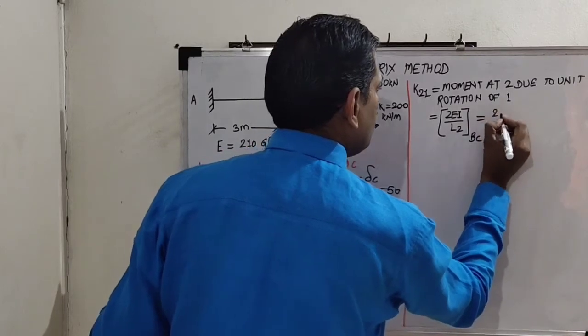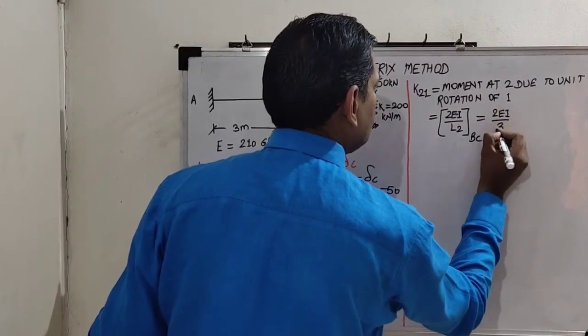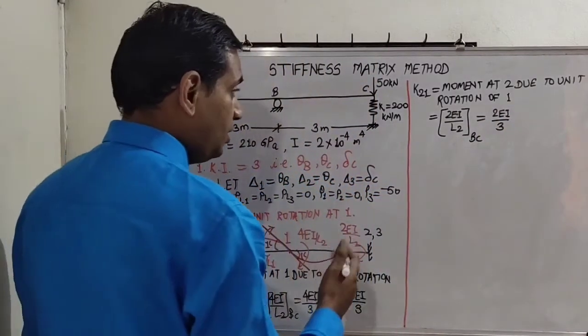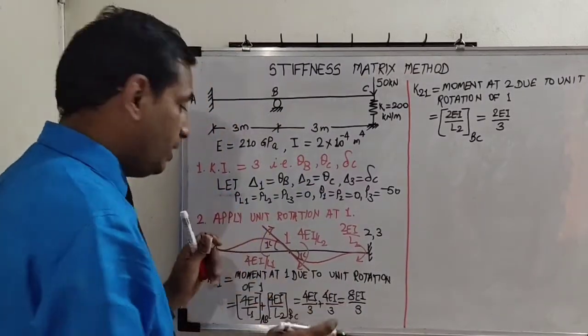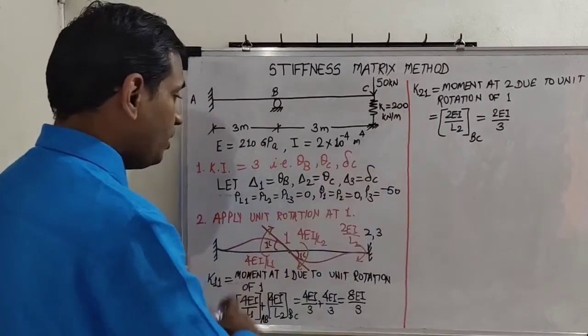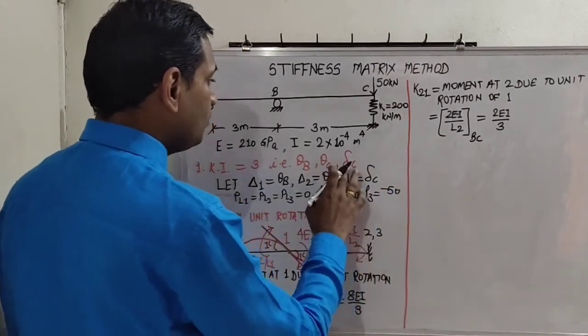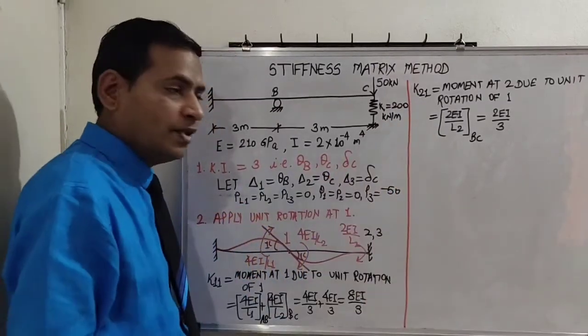So how much is this? 2EI by 3. Then K31. Now K31 will be a reaction, not a moment like these two. Why? Because our third unknown is delta C. So what we will do?